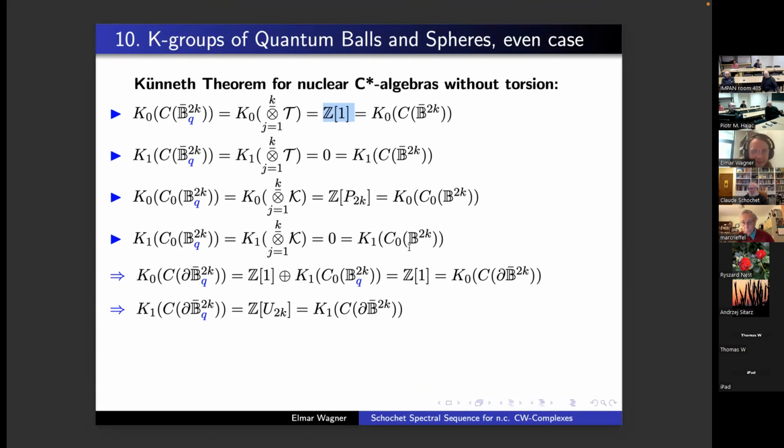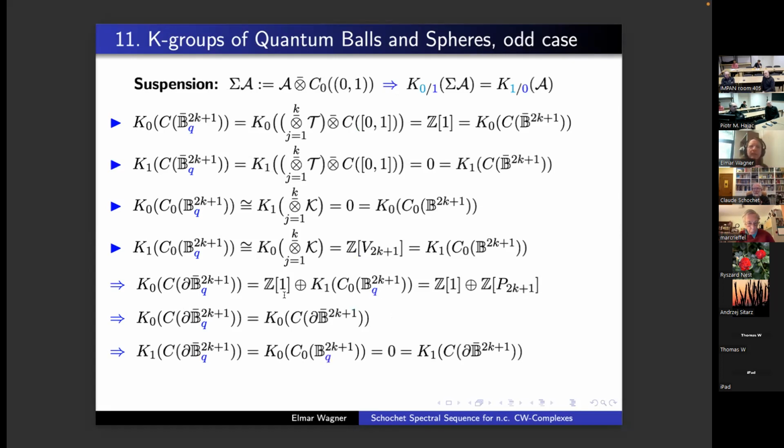Okay, well, the result should be clear. I think I confused it here. So K1 of the even sphere: if here K1, we cannot take the Künneth theorem, but we can take the 6-term sequence, and then we get that it's isomorphic to the K0 of the inside. So we have one generator and it's one copy of Z. It works. So in the odd case, I added an interval.